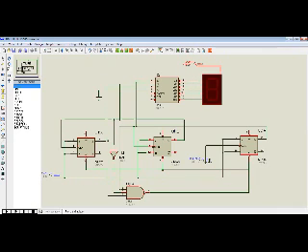We can now proceed to test the circuit. So count 0, 1, 2, 3, 4, back to 0, 1, 2, 3, 4, and back to 0. And that is a mod 5 asynchronous counter using the JK flip-flop.